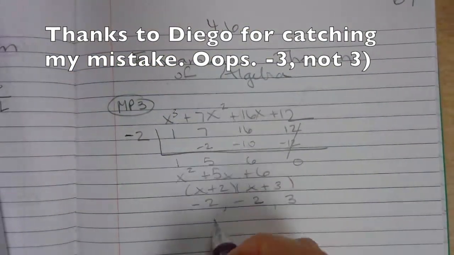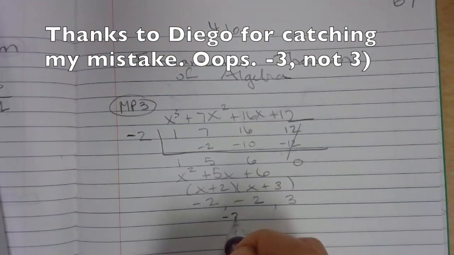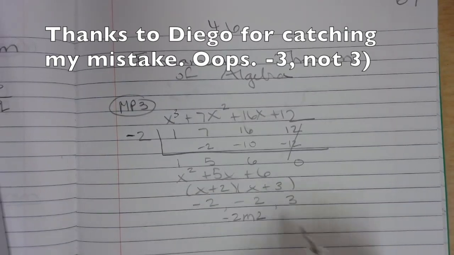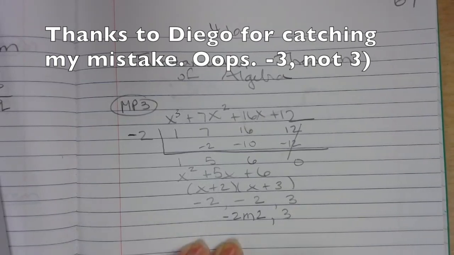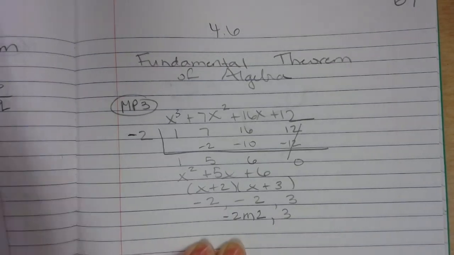Here's how you write it. You're going to write -2 m2, comma -3. This notation means -2 is a multiplicity twice. So sometimes you're going to get roots that show up 3 times. So if it showed up 3 times, you would write -2 m for multiplicity 3. Oh, I'm sorry, -3. Thank you for catching my mistake.